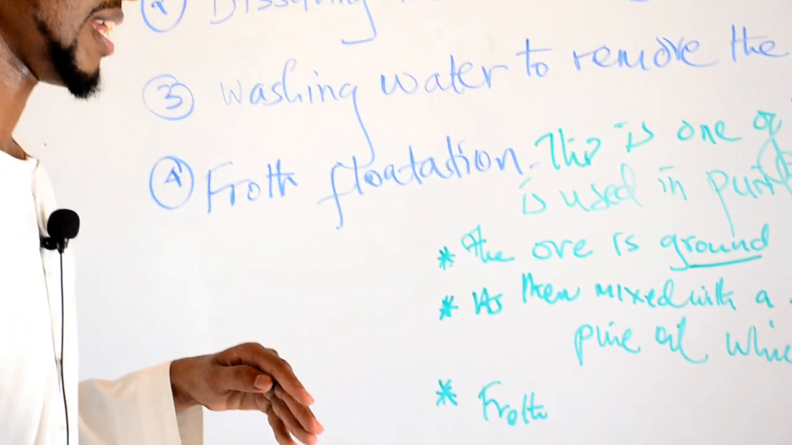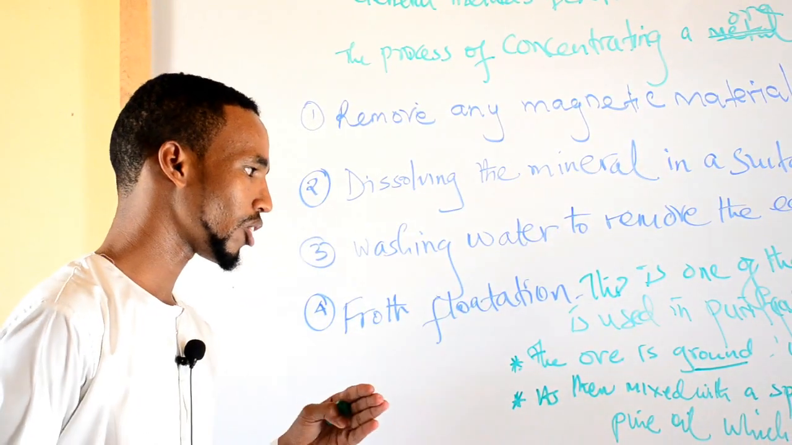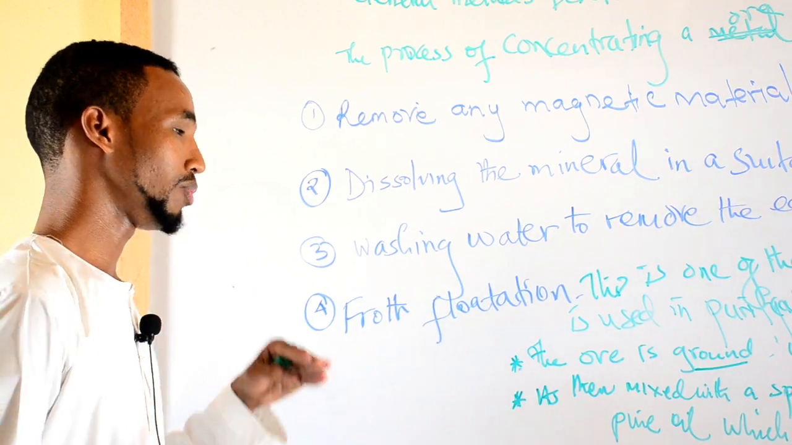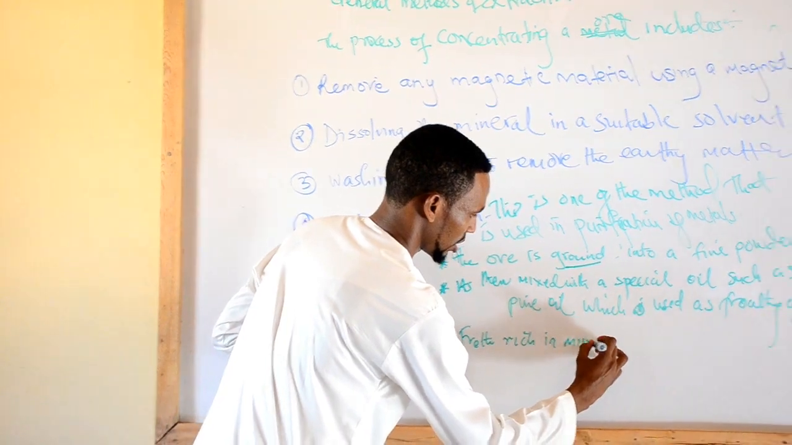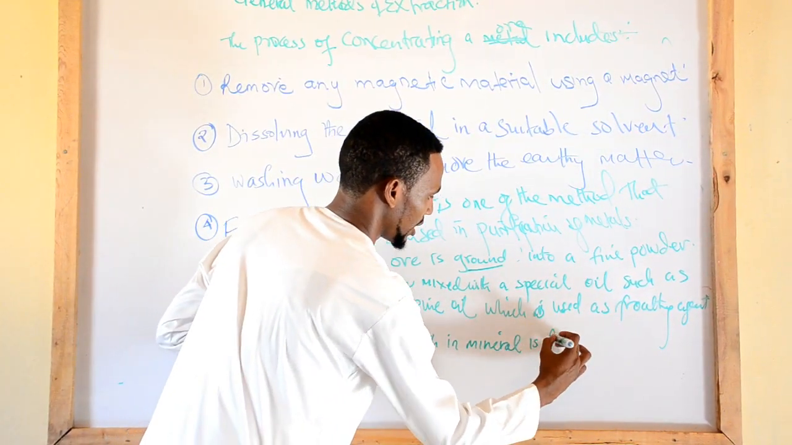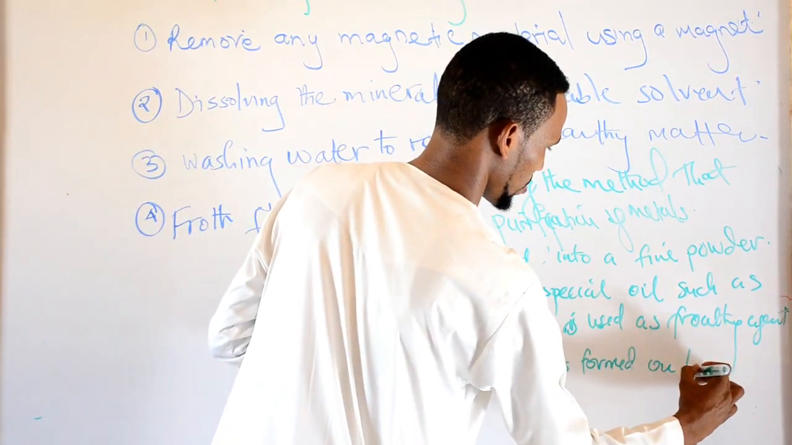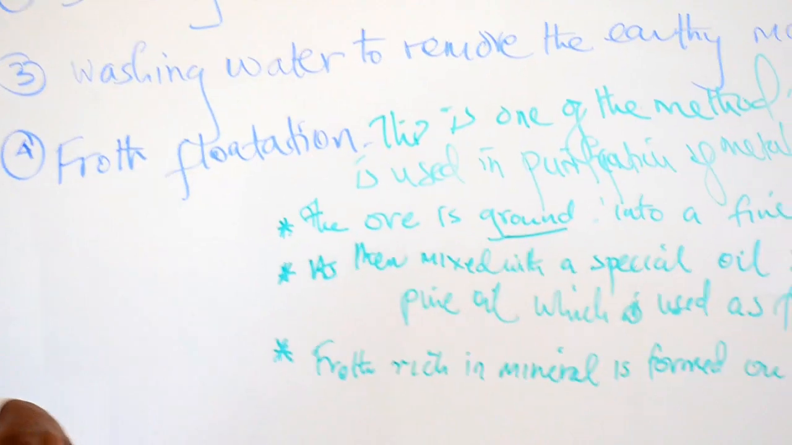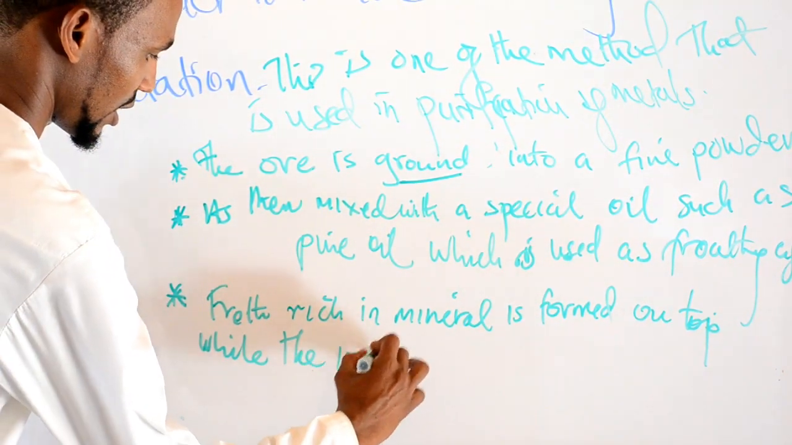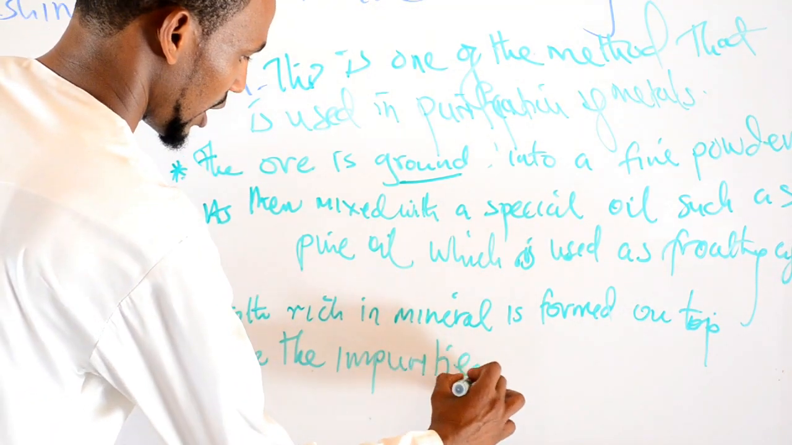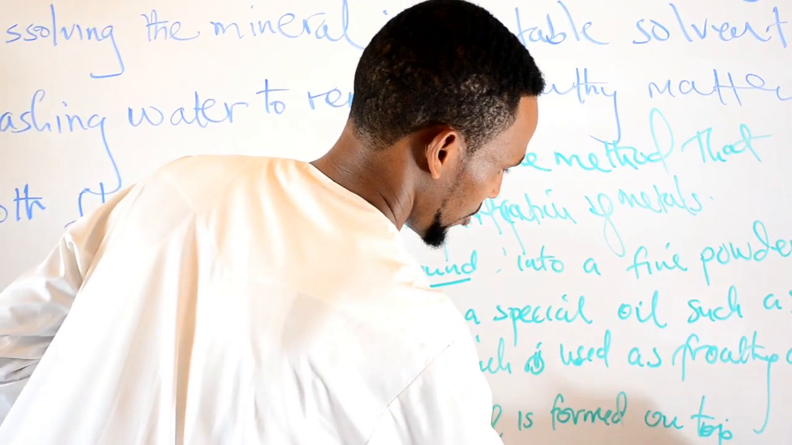Two layers, yeah? Like for example, if you mix a certain ore with a special oil, it will form a froth. So a froth rich in mineral is formed on top, while the impurities, you are avoiding the impurities, yeah? The impurities sink to the bottom.